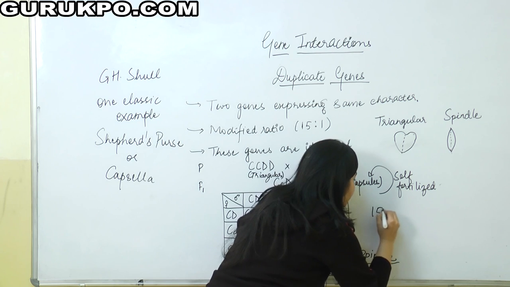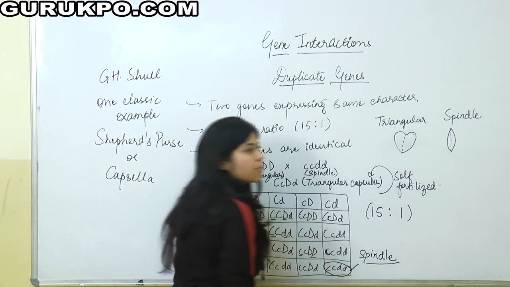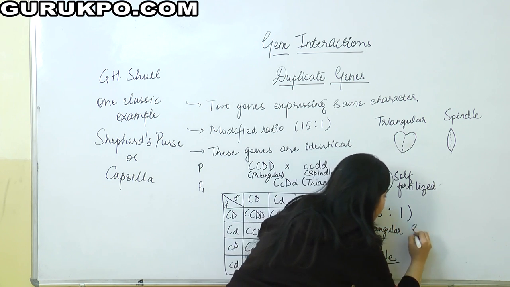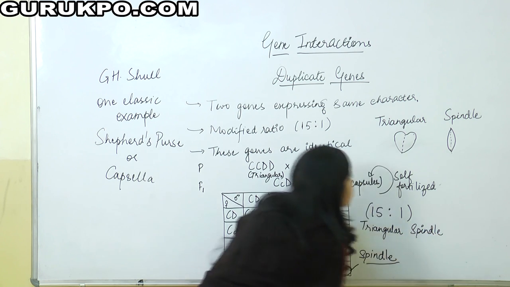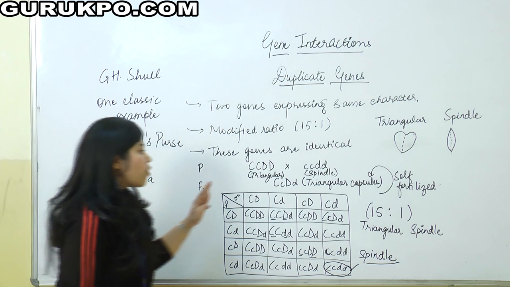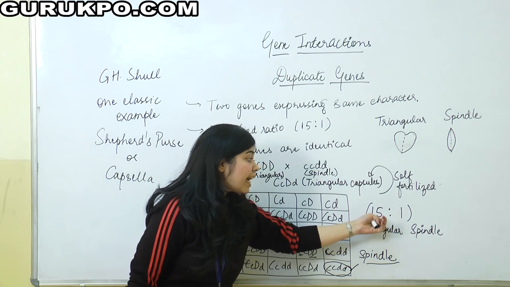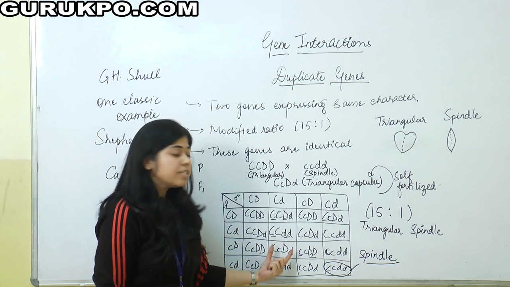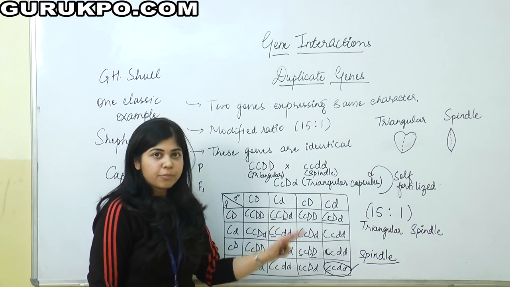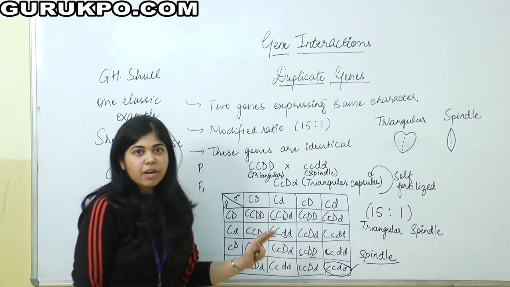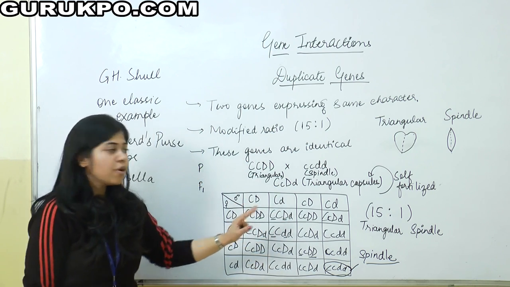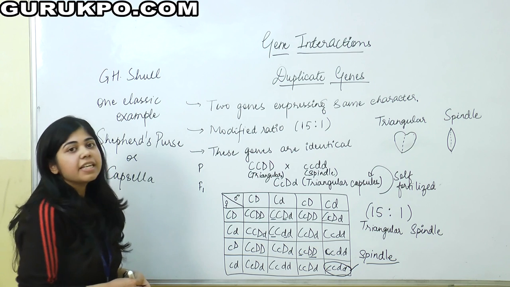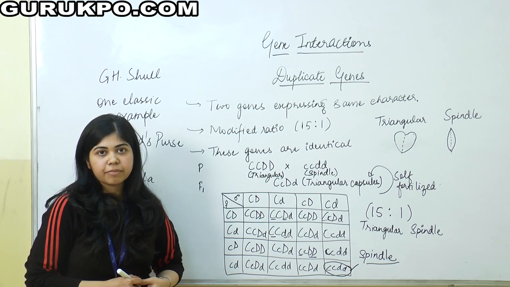So here we are getting a modified ratio of 15:1. That is, 15 are triangular and the other one is spindle. So in these duplicate genes, you can already see the ratio is strikingly high in favor of the dominant. Both genes are coding for the same trait, but they're not accumulating. Either dominant allele is going to lead to the same dominant expression. Such genes are known as duplicate genes, which express the same character and yet are not accumulating. Thank you.